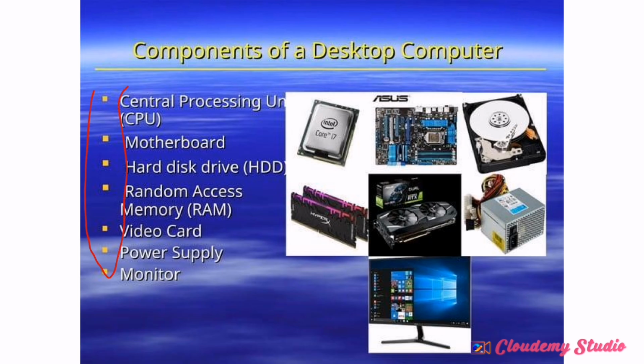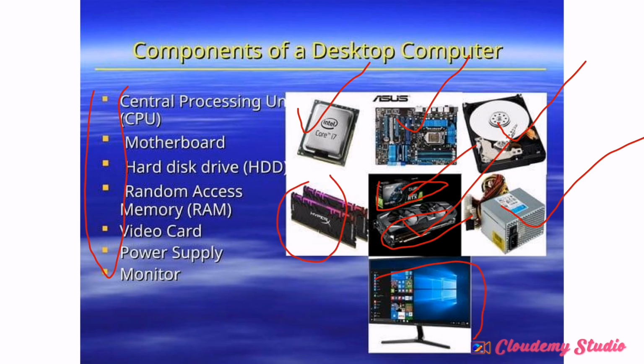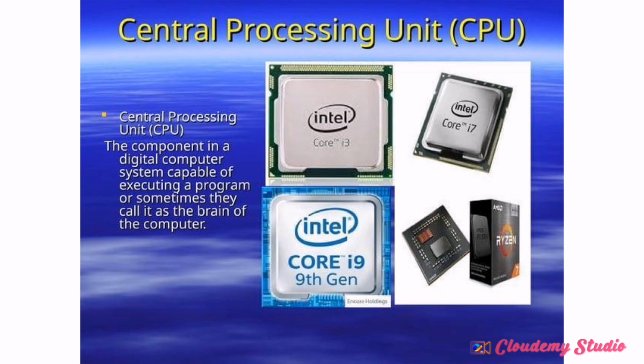This is the processor. This one is the motherboard. This one is the disk drive, this one is the power pack, this one is the fan, this one is the video card, this one is the RAM, this one is the monitor, or the display. So we can proceed.